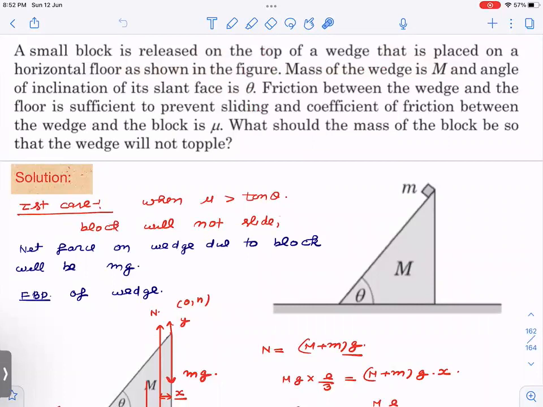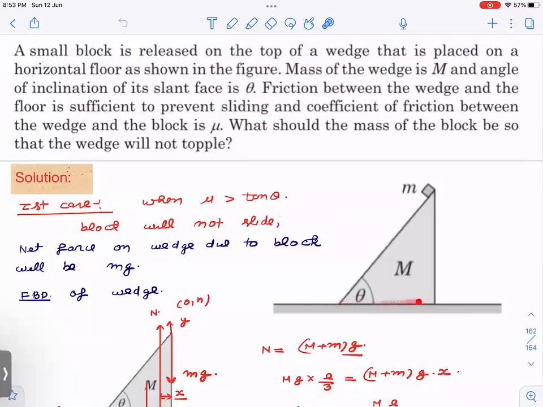The question is, a small block is released on the top of a wedge. You can see this is the wedge that is placed on a horizontal floor. So this is the horizontal floor. Now the mass of the wedge is M and the angle of inclination is theta. So this is the angle of inclination. Friction between the wedge and the floor is sufficient to prevent sliding.